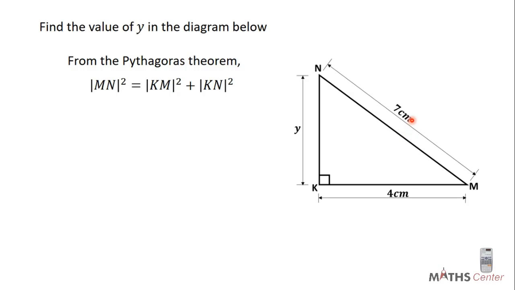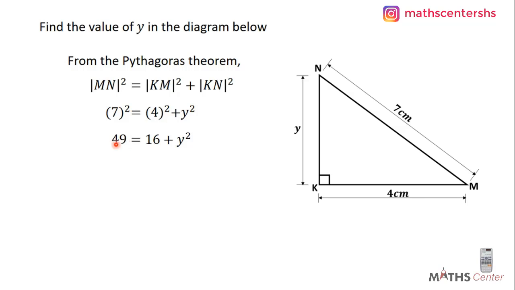MN is 7 meters. We know that. So 7 squared is equal to KM, from the diagram, is 4 centimeters. Sorry, MN is 7 centimeters, not 7 meters. So 7 centimeters squared is equal to 4 centimeters squared plus KN, which is y. So y squared. That is what we are looking for.